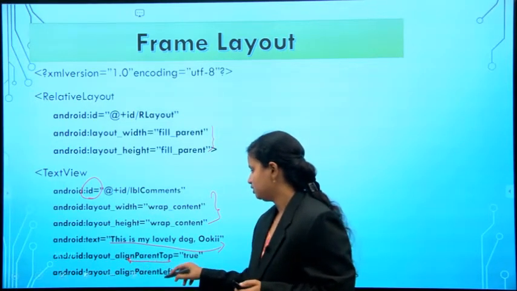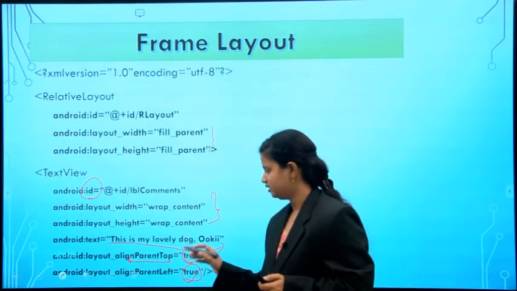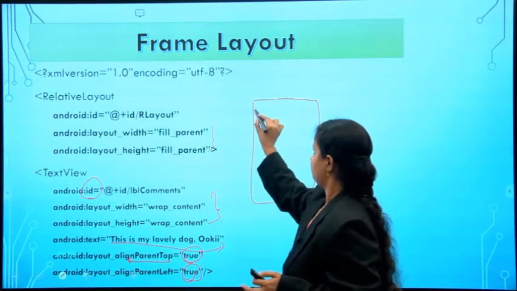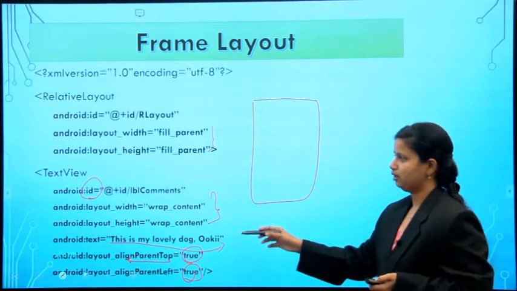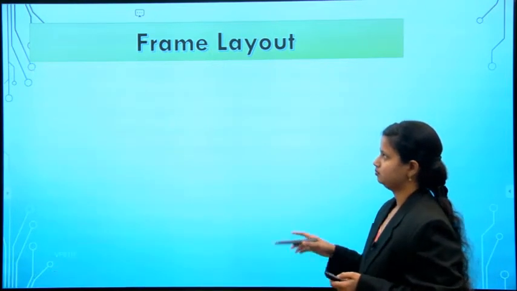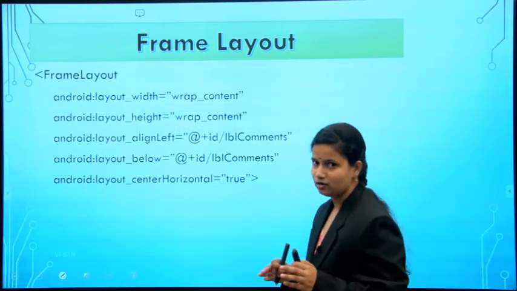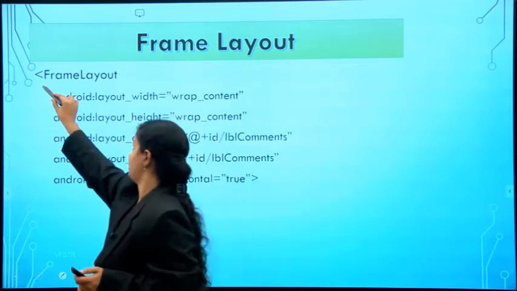So what is the value here? We are using true and true. That means we have to place that at the top, left to right, where the text view will appear. So in the relative layout there is only one component, and after that the second component is a frame layout. From that second component we have to use the frame layout. We are opening a frame layout to appear.